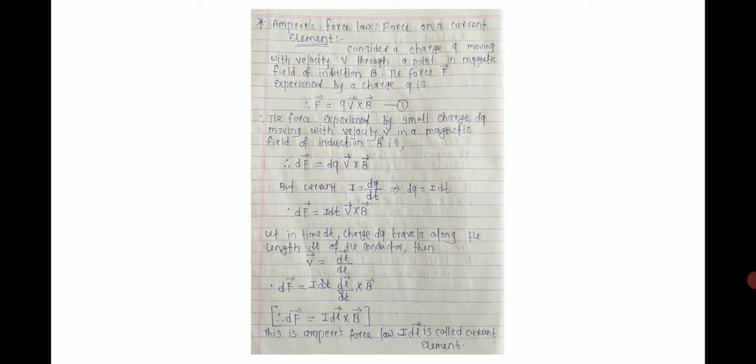So the final equation is dF is equal to I dl cross B, and this is the Ampere force law. This is the mathematical form of Ampere's force law, and I dl is called a current element. We will use this equation dF is equal to I dl cross B in the next point, that is the magnetic interaction between two current carrying loops.